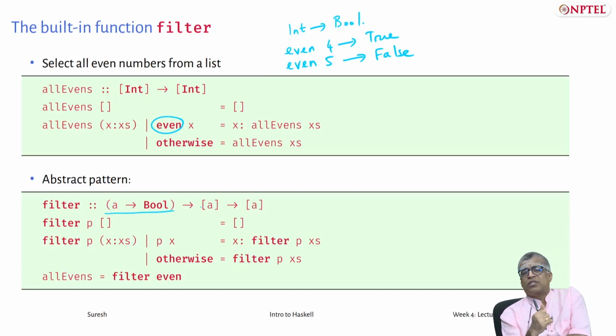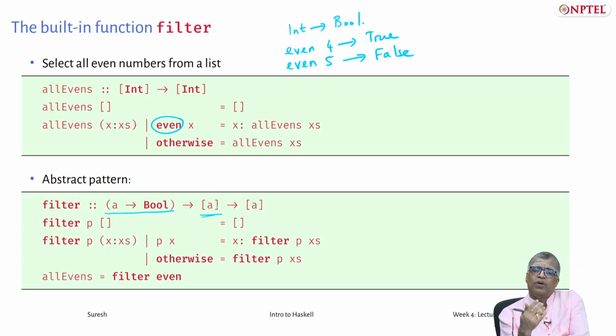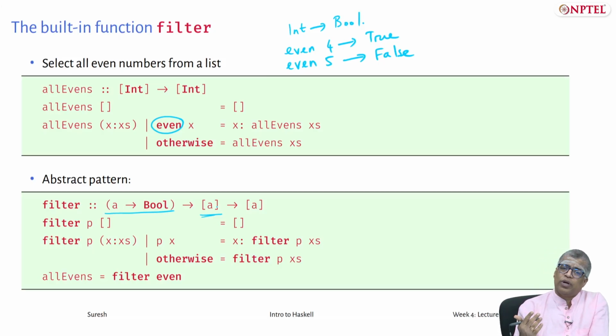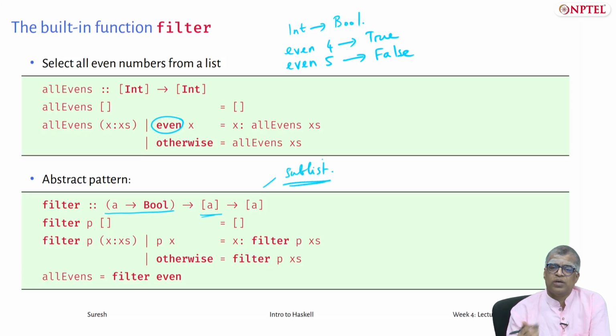Arrow, you are applying this filter function on every element of the list. So you have a list A, a list whose elements are of type A. What is the output list? The output list is a sub list of the original list, right? A sub list is just like a subset. You are just picking out some elements of the list based on whether the condition is fulfilled or not, right? So this is the point.